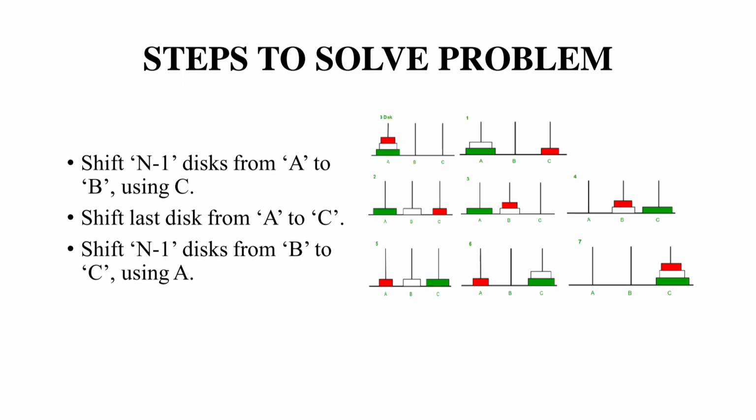Then the steps to solve the problem. Here it is a diagrammatic representation. First, we need to shift all the n minus 1 discs from source to auxiliary pole, that is A to B. Then next, the larger disc which is at the last position in the A pole can be shifted to the destination pole C. Then after that, the n minus 1 discs which are placed at the auxiliary pole can be moved to the destination C.